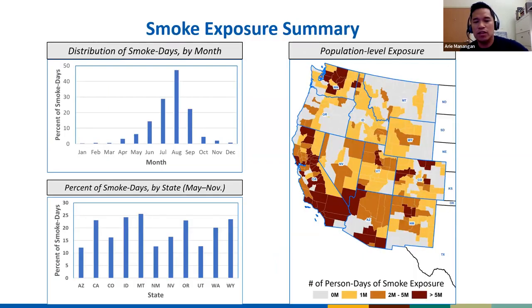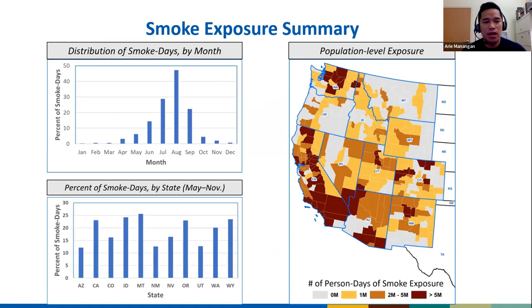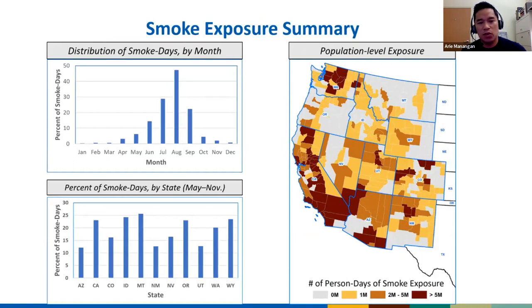So our program is quantitatively assessing how changes in wildfires and smoke exposure are affecting health. The effects from wildfire smoke are far-reaching, but the brunt of the health impacts due to high levels of smoke are observed in the western United States. In this slide, we describe the exposure risk in terms of both the number of smoke days and the number of person days of exposure. For instance, all western states in the last 10 years have experienced significant smoke exposure during the wildfire season between May and November. And certain states have had close to 25% of all days between May and November with some levels of smoke. Next slide, please.